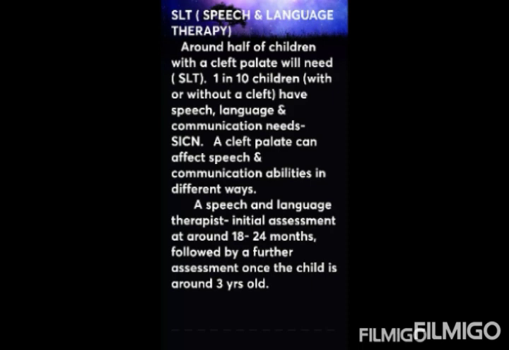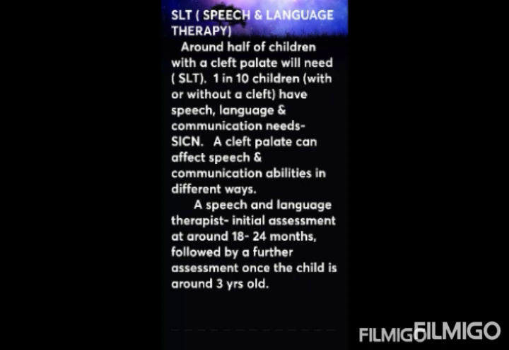Next, moving on to an important therapy, speech and language therapy, SLT. Around half of children with a cleft palate will need speech and language therapy. 1 in 10 children with or without cleft have speech, language and communication needs, that is SLCN. A cleft palate can affect speech and communication abilities in different ways. A speech and language therapist does an initial assessment at around 18 to 24 months, followed by a further assessment once the child is around 3 years old.